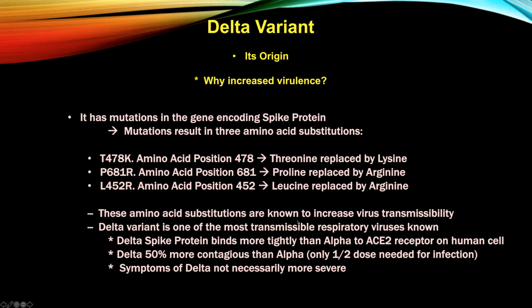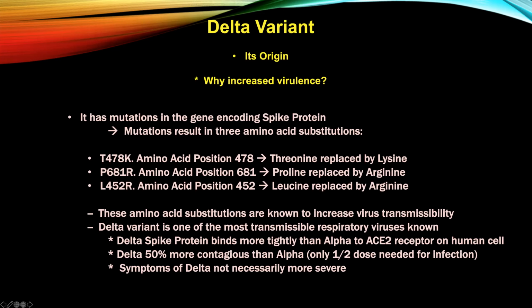And these substitutions are known to increase virus transmissibility. That is, it spreads from person to person more readily than any other variant. This variant is the most transmissible of any respiratory virus known yet. And these 3 amino acid substitutions cause it to bind more tightly to the ACE2 receptor. So the Delta is about 50% more contagious than the original strain, which is called Alpha.